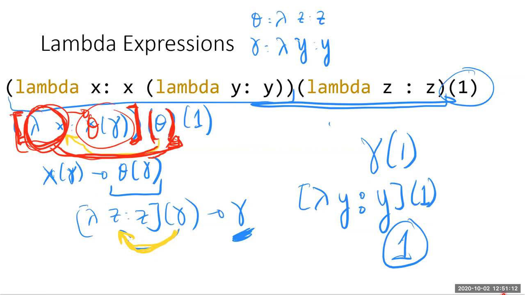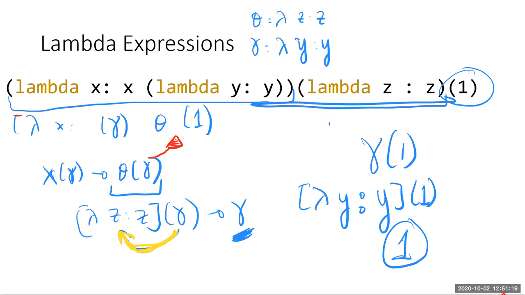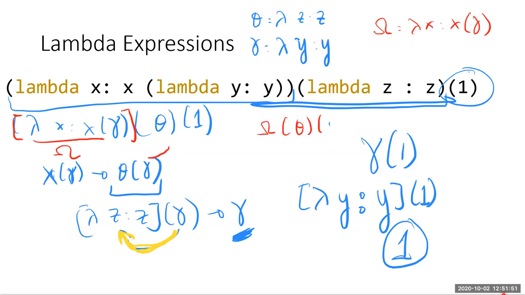Okay? So you can imagine that this is actually a predator. In fact, you can think of it another way. Let me try to erase this, make it cleaner. If you want to go a little bit extreme, you can substitute this as a variable again, but it's quite pointless. Say this part is omega. So omega is equal to lambda x, x gamma. So we have omega theta 1. As we evaluate this, we know omega is this, so we immediately insert. So this value will be evaluated as theta gamma.